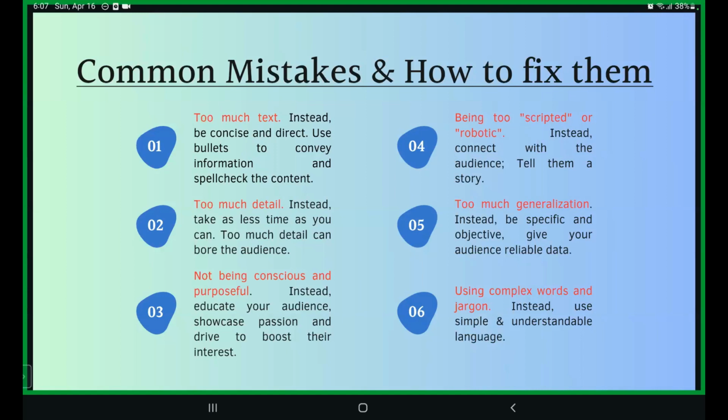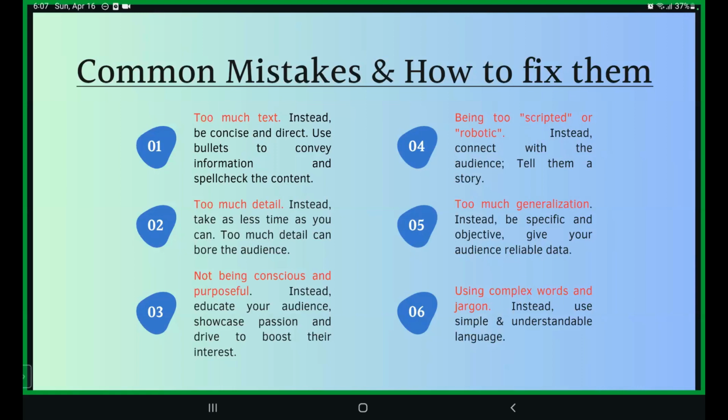Complex words and jargon can be very confusing to the audience. Sometimes the people that you are presenting to might not know anything about what you're trying to show or talk to them about. And in this place, when you're using complex words and professional jargon, it might confuse your audience and your message will not effectively and impactfully get across.